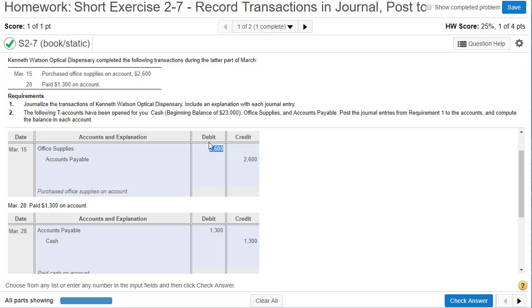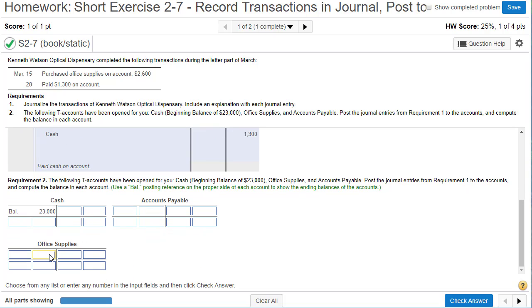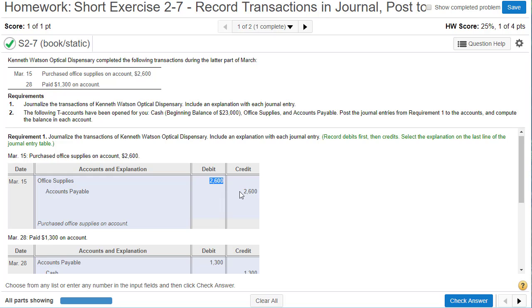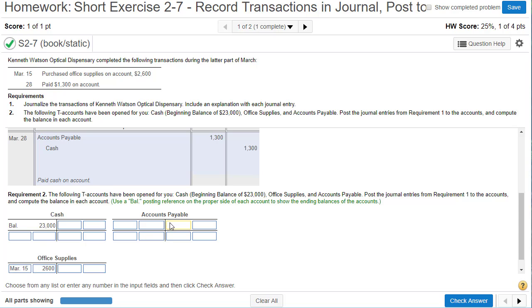So we have $2,600 debit for office supplies. So remember, an asset, office supplies, the debit means it's going up. So find office supplies. Here it is. $2,600, and then the date was, as you can see right here, March 15th. So we're done with our debit. So we posted that. Now we have to post this $2,600 credit. So AP 2,600. So AP is going up. 2,600. That was also on March 15th.